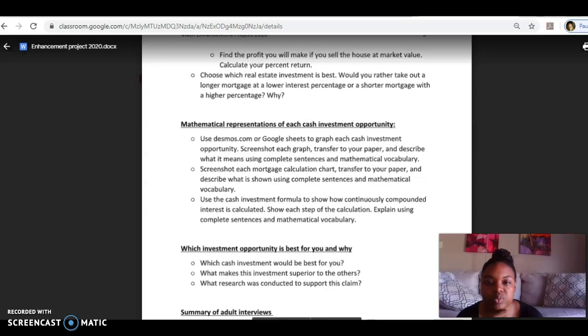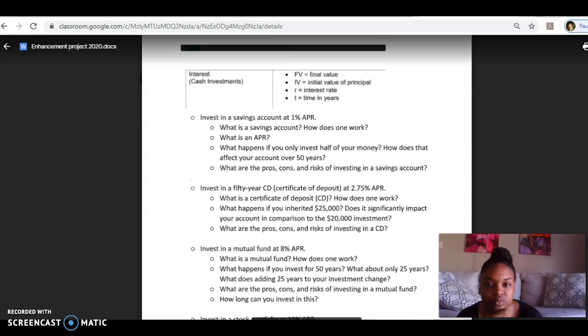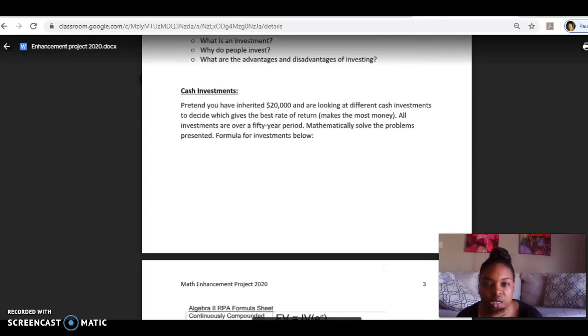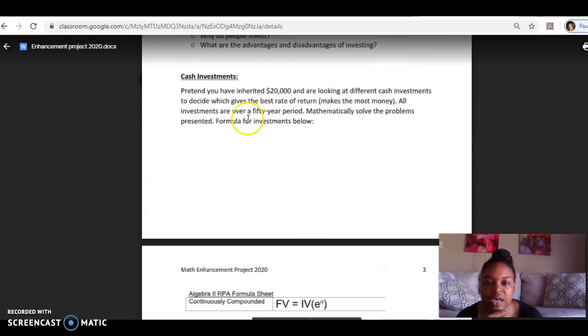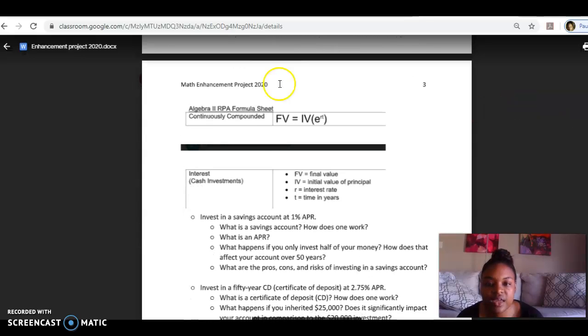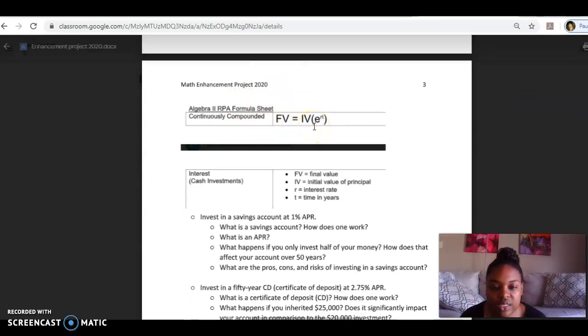So back in the enhancement project, let me scroll up. So here in the cash investment section, I gave you the scenario of $20,000 over a 50-year period. And then I gave you a formula that you're going to be using to calculate it. So we're going to be going through those calculations for each of the different investment options here for cash investments. So we're going to do savings accounts first.